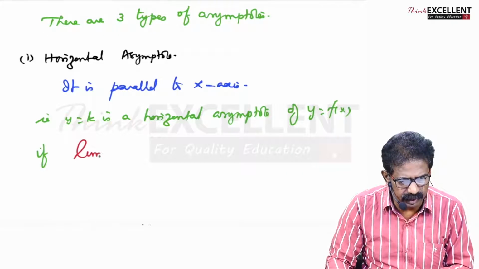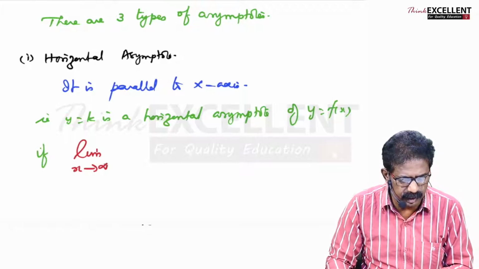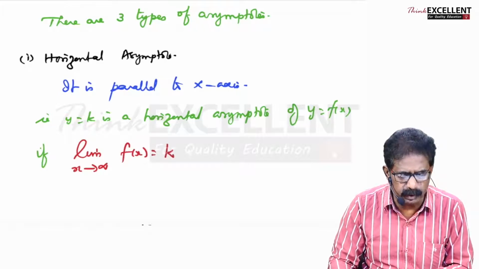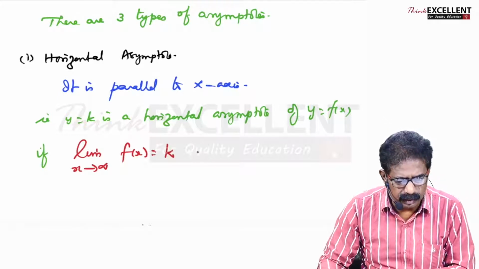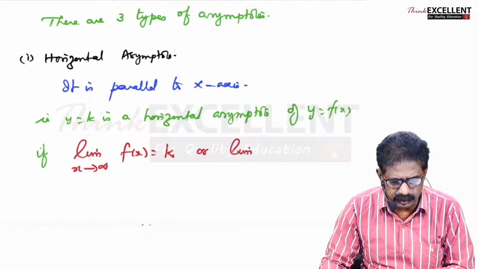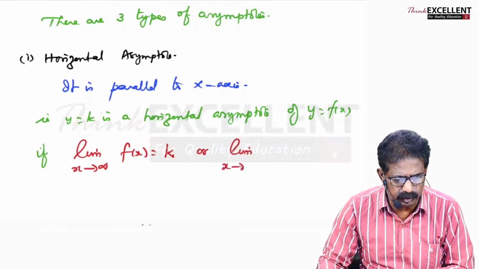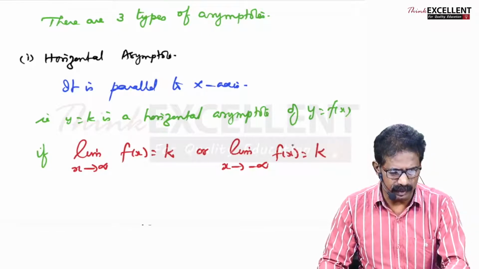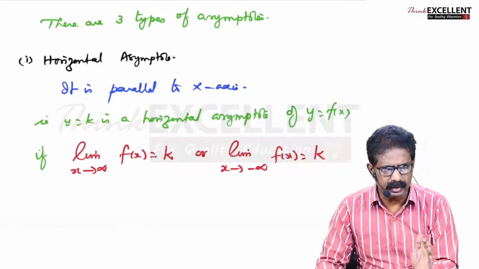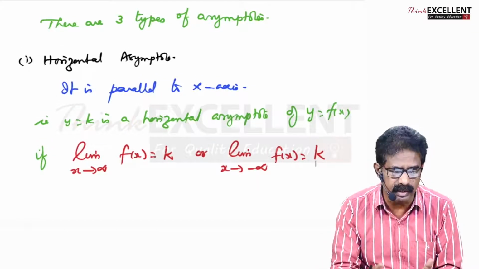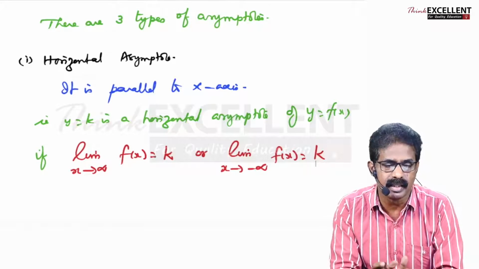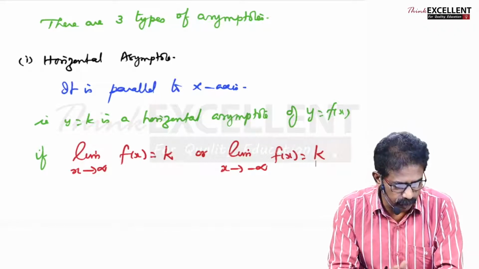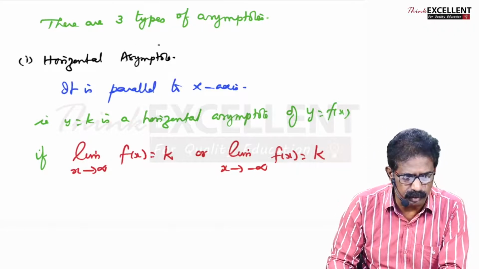Limit x tends to infinity or limit x tends to minus infinity of f of x, you have to get the limit. You have to get some number, okay? F of x equal to some constant or some L, okay? So you give x tends to infinity or x tends to minus infinity, the limit exists. That is, you are getting a fixed number. Then we say y equal to k is a horizontal asymptote.